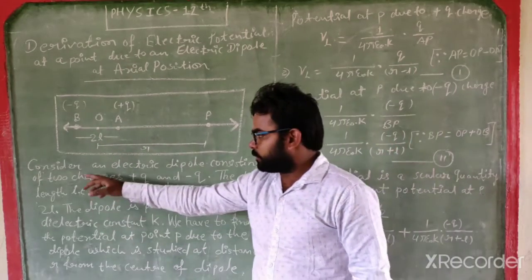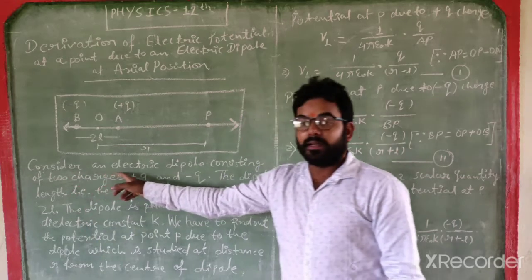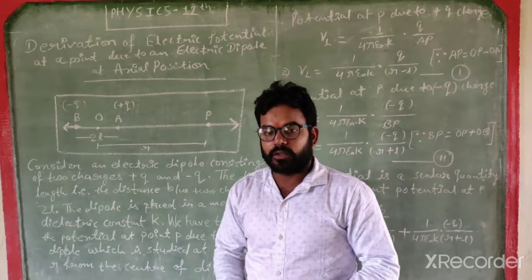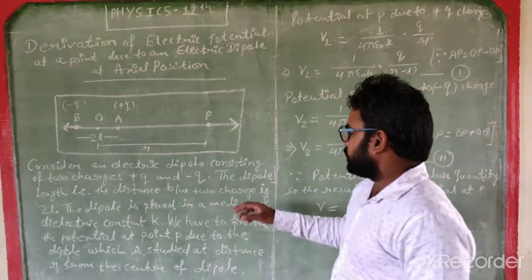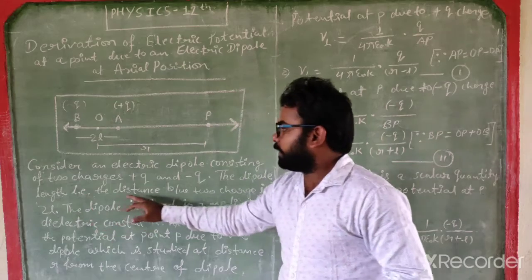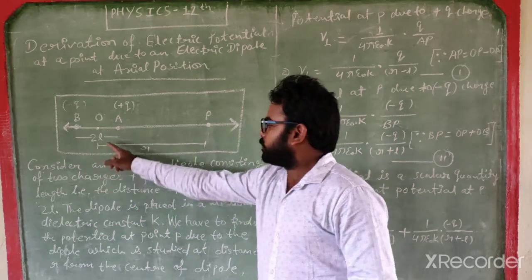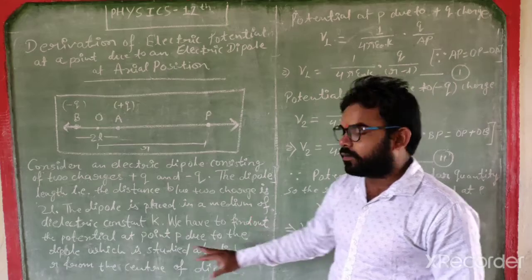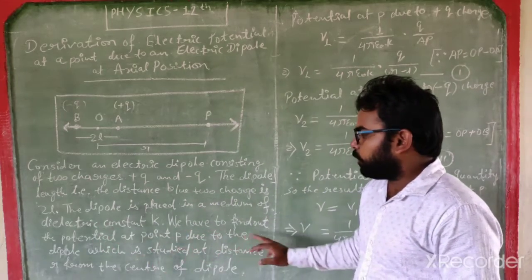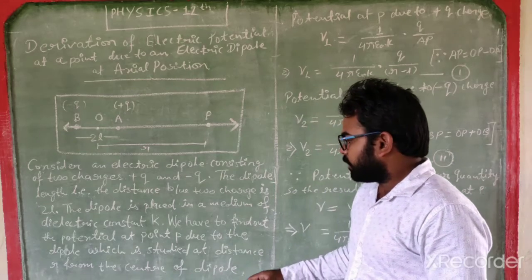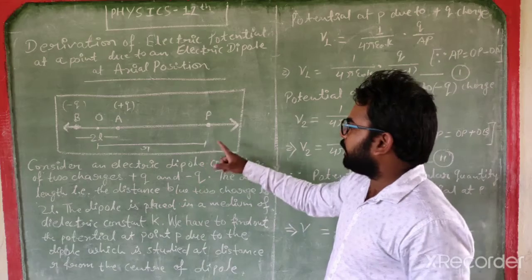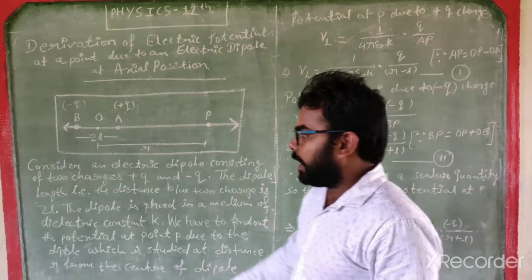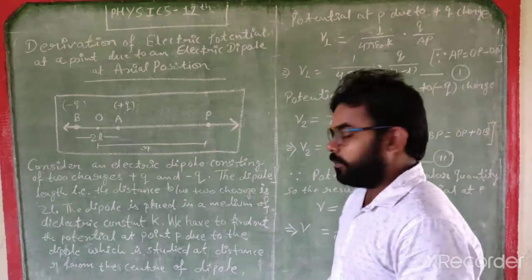You can write the statement: consider an electric dipole consisting of two charges plus Q and minus Q, where the dipole length, that is the distance of AB, is 2L, and the dipole is placed in a medium of dielectric constant K. We have to find the potential at point P, which is at distance R from the center of the dipole.